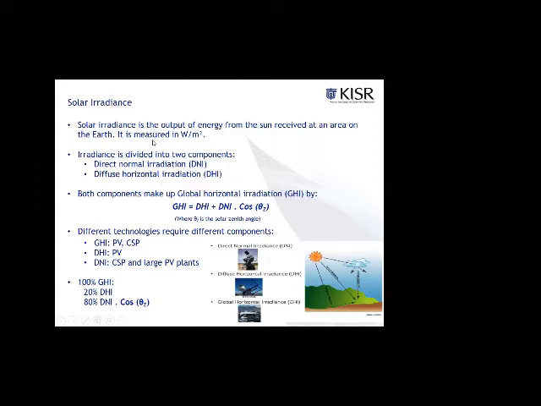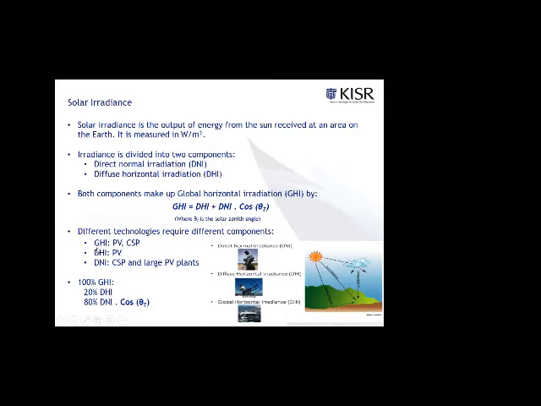And of course, if you want to define irradiance, it is the output of energy from the sun received at an area on the Earth. So it is measured in watts per meter squared. And as I said, it is divided into two components. This is important, which is why I mention it now. This is just the equation: the diffuse horizontal irradiation plus the direct normal irradiation times the cosine of the solar zenith angle gives us the global horizontal irradiation.